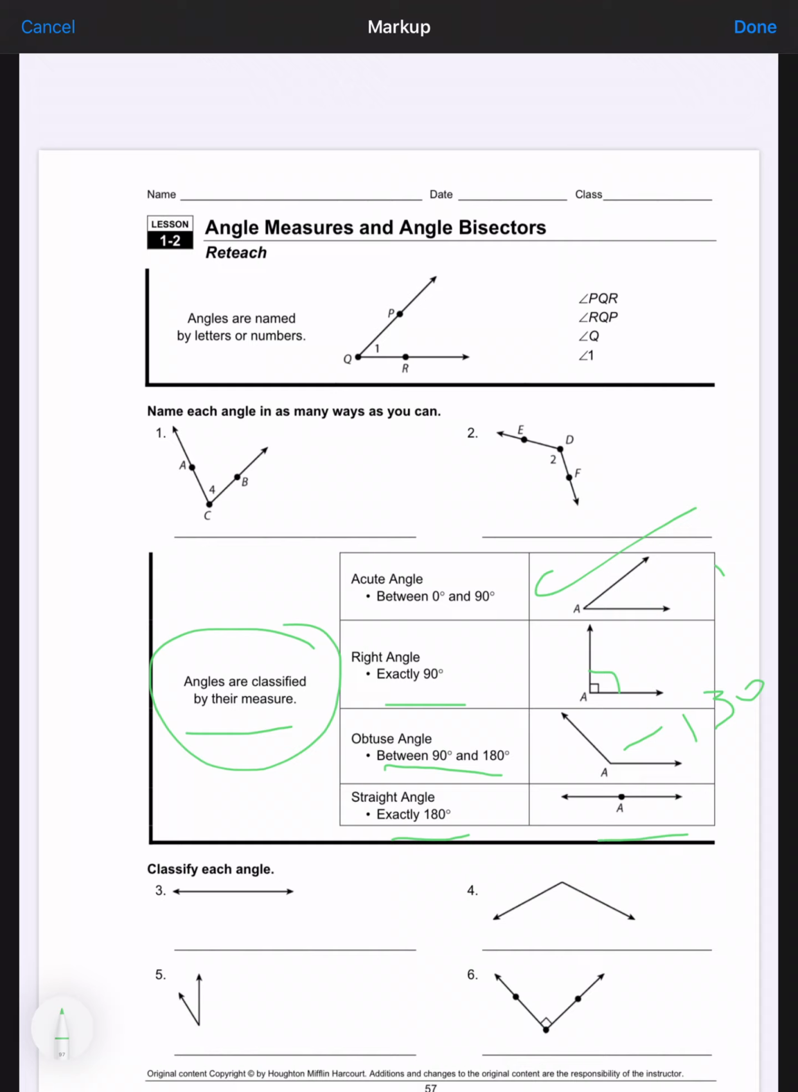So now, just to classify each angle, we need just to mention what kind of angle this is. This angle is a straight angle, as you know, it's 180. Here, obtuse. Here, look at this, it's acute angle, and this right angle.